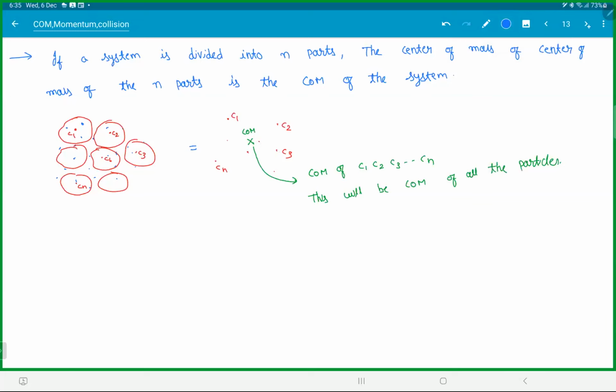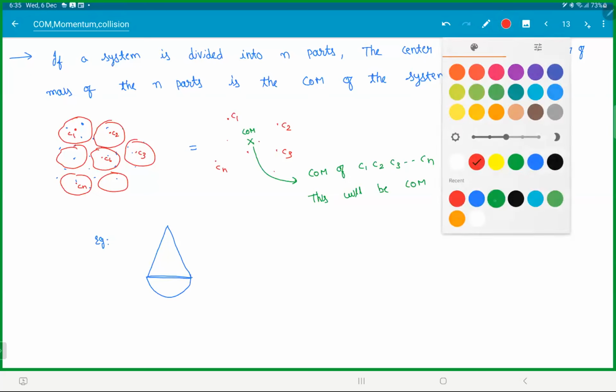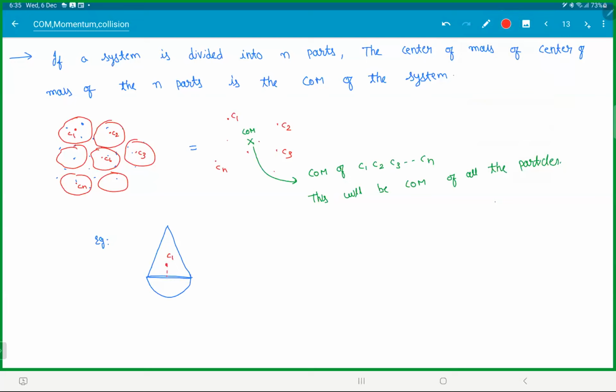Now, what is the use of this actually? Later on, for example, let's say I have to find the center of mass of a system like this: a cone plus a hemisphere, an inverted ice cream cone. If you ask me to find the center of mass, I don't know what to do directly. But I know the center of mass of the cone, and I know the center of mass of the hemisphere. So I can treat the entire cone as one particle, C1, and the entire hemisphere as one particle, C2. The center of mass of C1 and C2 will be the COM of this weird shape.